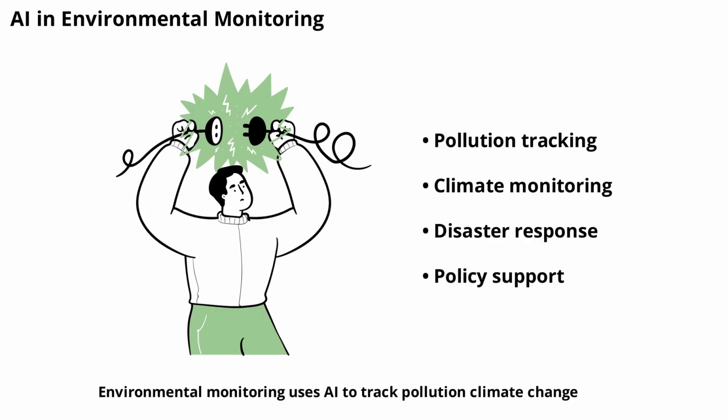Environmental monitoring uses AI to track pollution, climate change, and natural disasters. Explainable AI makes it possible to understand the factors driving predictions and alerts. This transparency is essential for effective response and policy making.